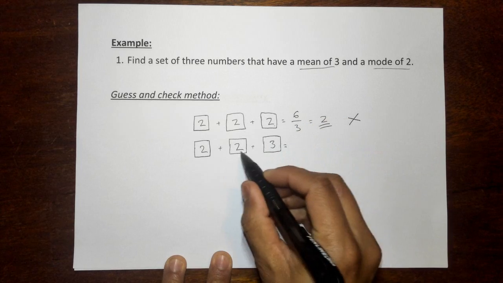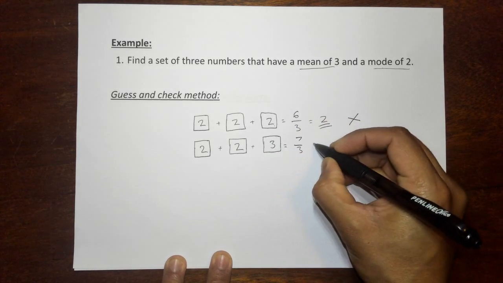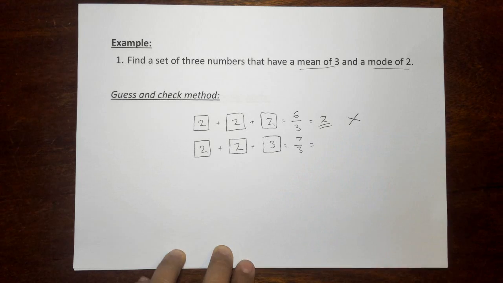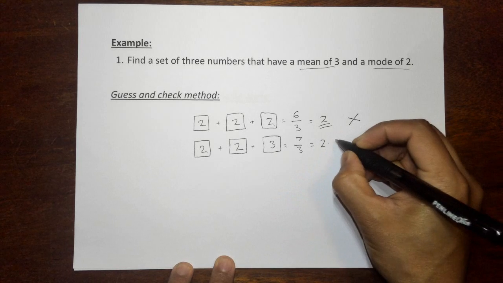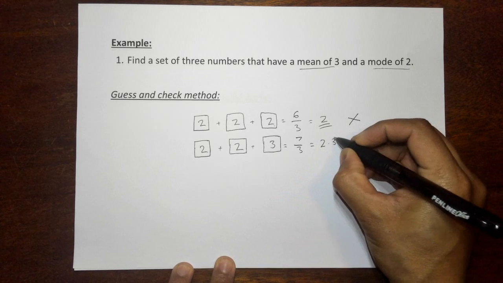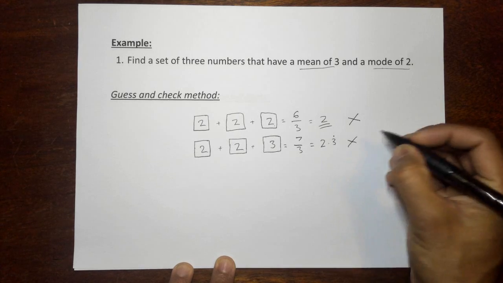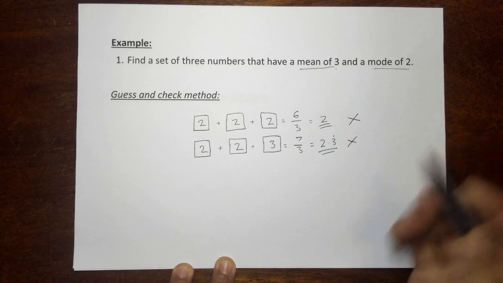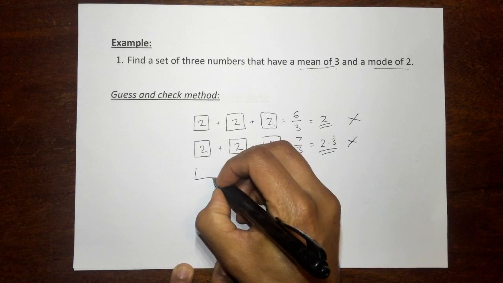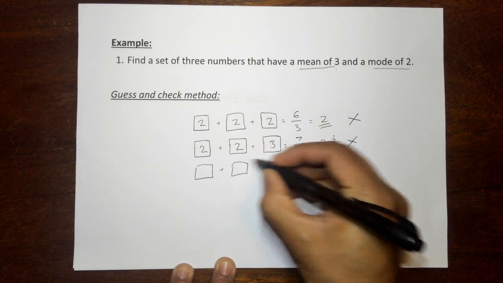This time we have 2 plus 2 plus 3, which is 7, divided by 3. Now if we do 7 divided by 3, we'll come up with 2 and 1/3, or 2.33 recurring. Again, we're still not with our right one, because we're looking for this answer here to be 3, because we want a mean of 3. Guess and check. We try again.